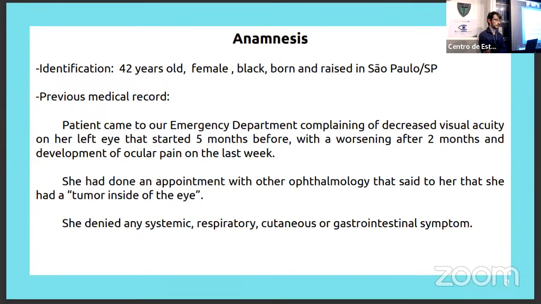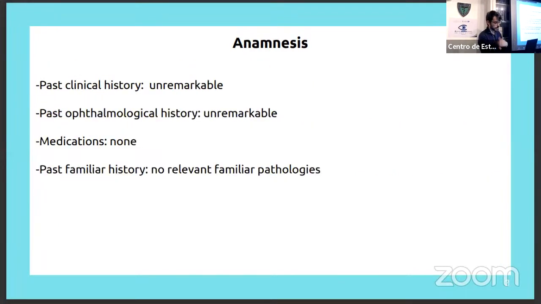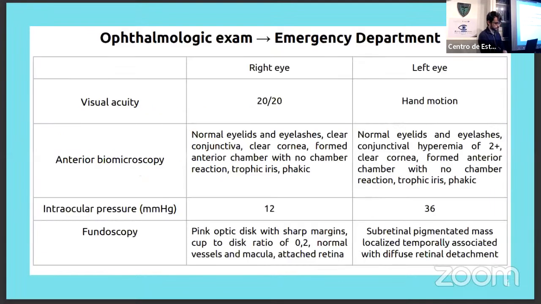came to our emergency department complaining about decrease of visual acuity on her left eye that started 5 months before this appointment and got worse 2 months before that date. And in the last week before this first appointment, she developed pain on her left eye. She went to another ophthalmologist who said to her that she had a tumor inside of her eye, and then she came to our emergency department. She denied any other symptoms, systemic or ocular. Her past clinical, ophthalmological, and family history was unremarkable, and she didn't use any medication.